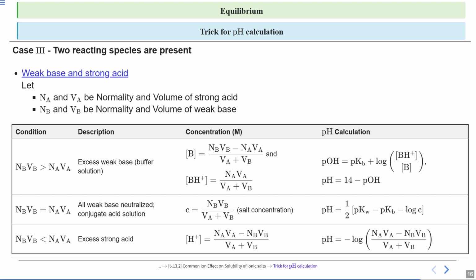Then next we have equal concentration of both or equal contribution of both, which will result in the salt formation. To calculate the pH, we will use the salt hydrolysis formula half, then in the bracket, pKw minus pKb minus log C. Lastly, if we have excess acid, which is a strong one, in that case, to calculate the H plus concentration, we will simply take (NaVa minus NbVb) divided by (Va plus Vb). Now pH will be minus log of this whole excess H plus concentration.